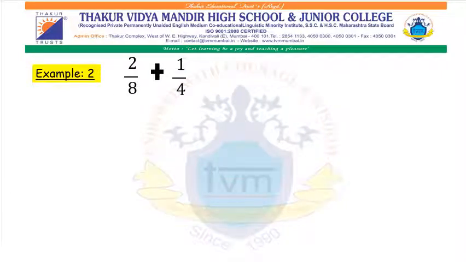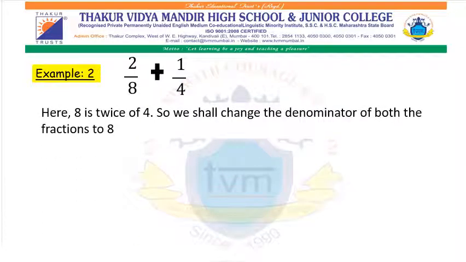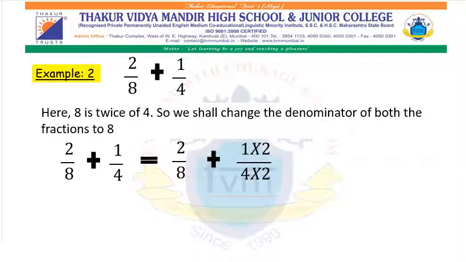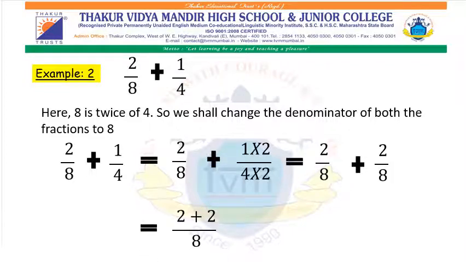2 upon 8 plus 1 upon 4. So 2 upon 8 will be as it is because in the denominator we want 8. Now go to 1 upon 4. 1 upon 4 will be multiplied by 2 upon 2. Then you will get 8 in the denominator. So 2 upon 8 plus 2 upon 8. You got like fraction with the same denominator? Yes. Now we can do the addition as we follow the rule of addition of like fraction. That is 2 plus 2 is equal to 4 and writing the denominator 8 as it is. So the answer is 4 upon 8.